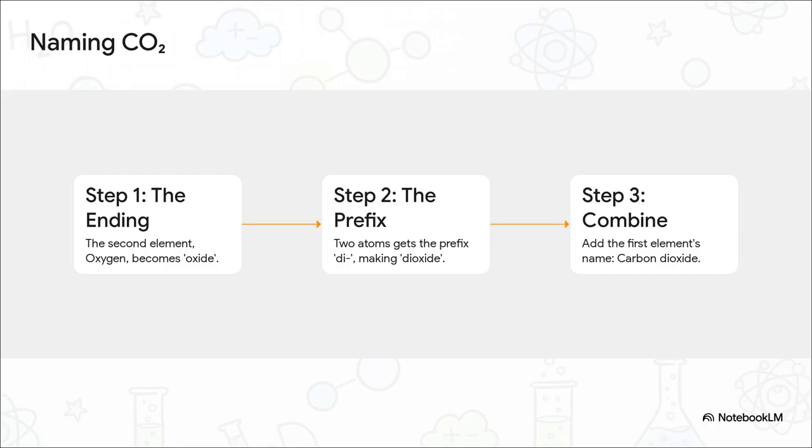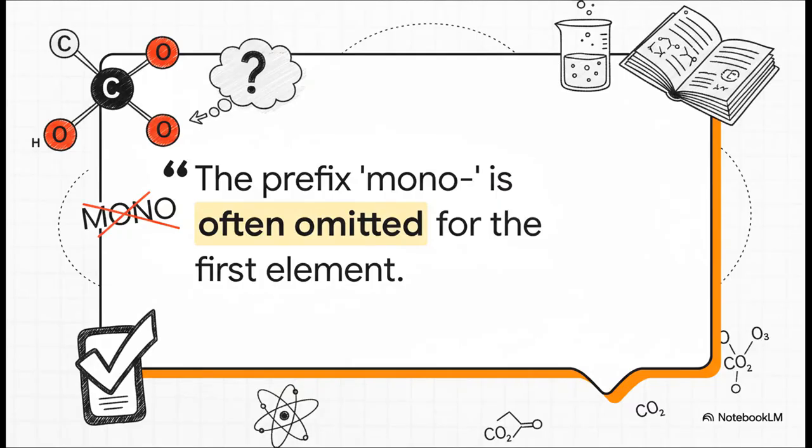See? Simple recipe. Now you might be thinking, hey, wait a second. There's only 1 carbon atom. Shouldn't it be monocarbon dioxide? And you know what? That is an excellent question. But here's the one little exception to the rule. Chemists like to take shortcuts, so they almost always drop the mono prefix when it's on the first element. It just keeps the names a little cleaner.